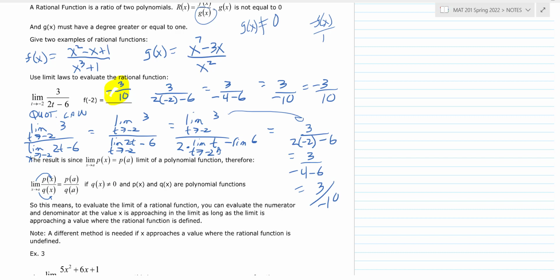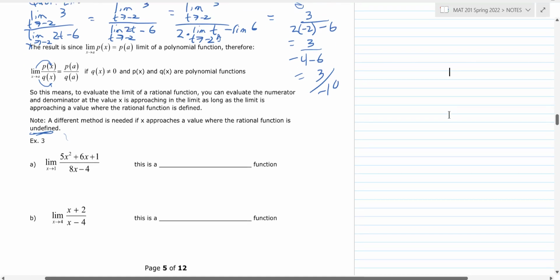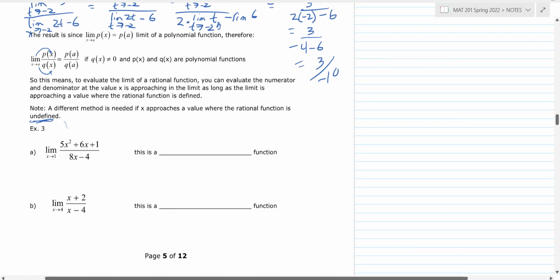Okay, but if it's undefined, we're going to learn a different technique for when it's undefined, so we're not going to worry about that so much in this section. Okay, so I'm going to go ahead and do the rational functions. This one again is a ratio of polynomials, and again, you don't have to do the limit laws. You just plug the 1 in and calculate.